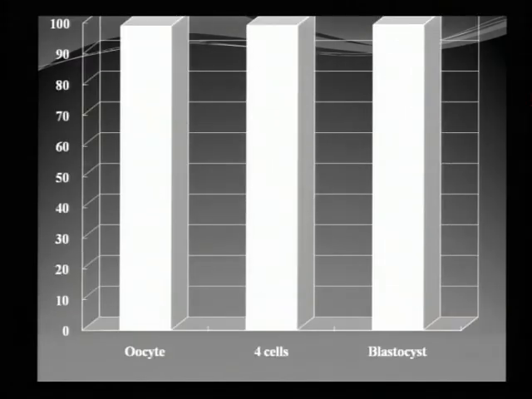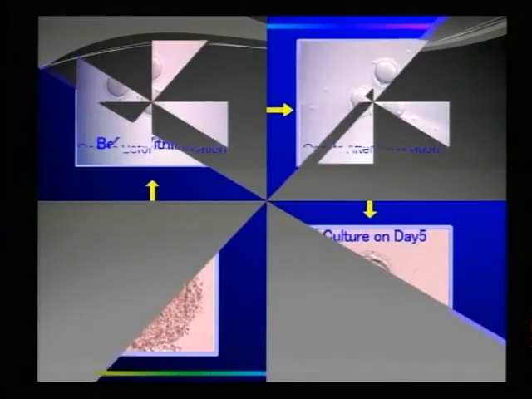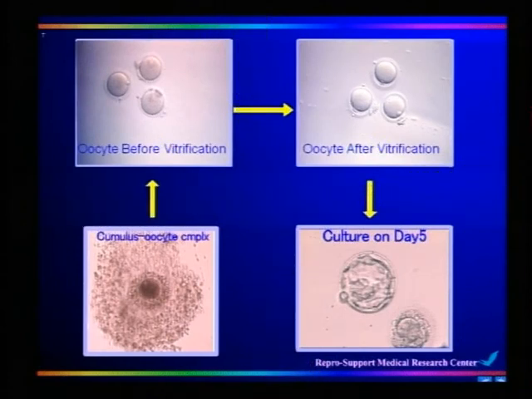Okay. So the slide shows survival rates after vitrification of oocytes, embryos and blastocysts in our center last year. As you can see, we can obtain more than 99% survival for any stage of a cell. We can also vitrify GV oocytes by this method. The slide shows the oocyte before and after vitrification.